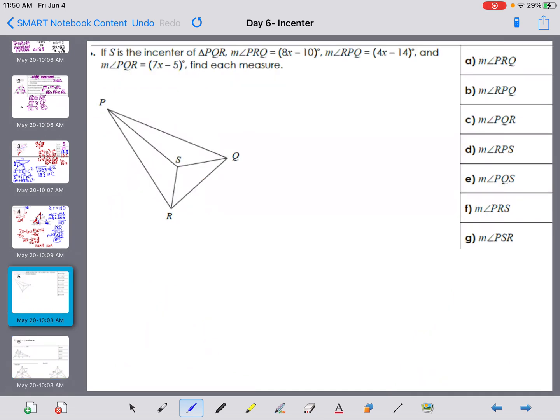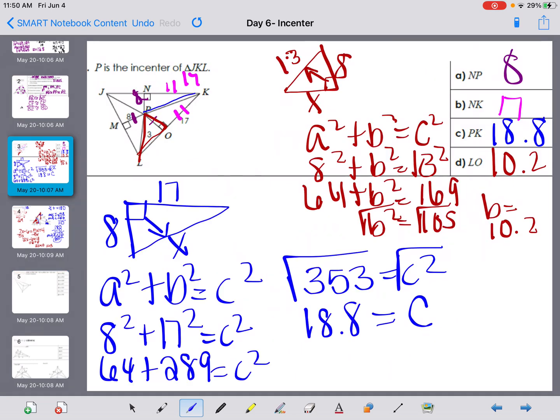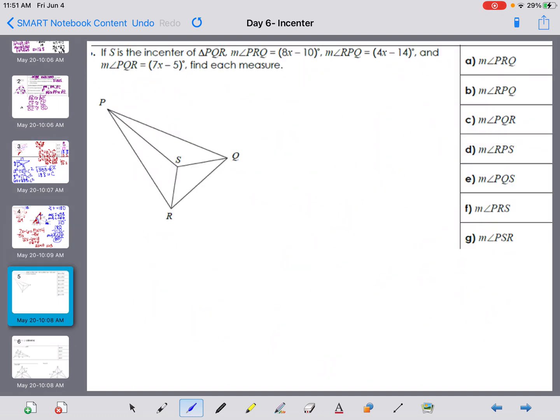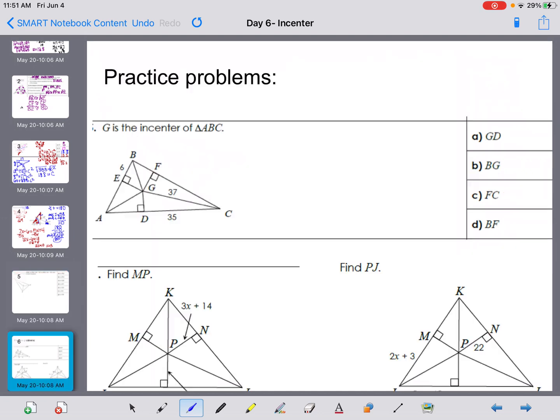Okay. I'm not going to do this last one. What I want you to do is really just make sure you have these two down pat for today. Okay. On Monday, what we're going to do is we're going to go over this. I want to kind of go over this a little bit together. And then you guys are going to do these practice problems on your own.